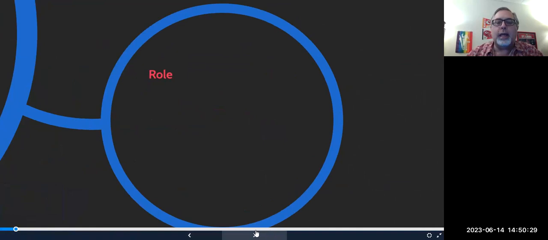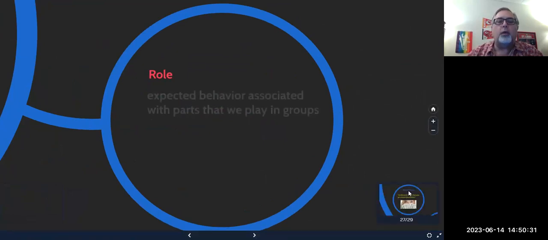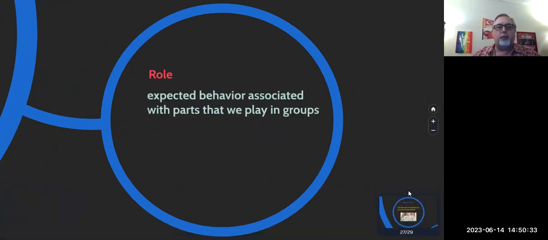And what exactly is a role? Well, a role is the expected behavior that's associated with the parts that we play in groups. So as we'll learn, there are certain roles that have to be components of groups. So every group, for example, is going to have a leader. Most good, successful groups pick their own leader, but there has to be somebody to sort of direct traffic.